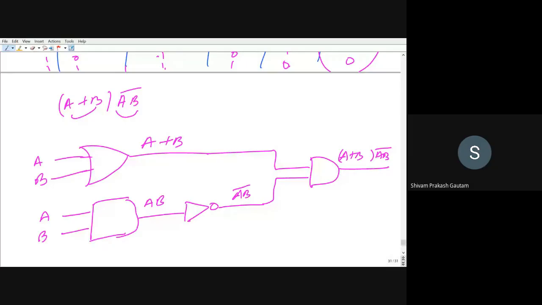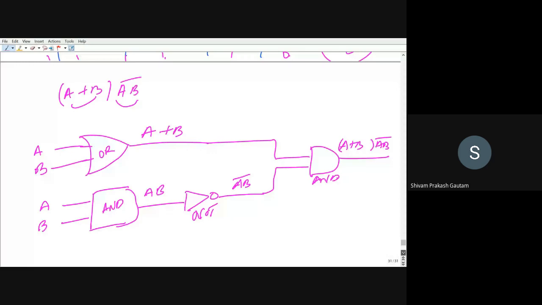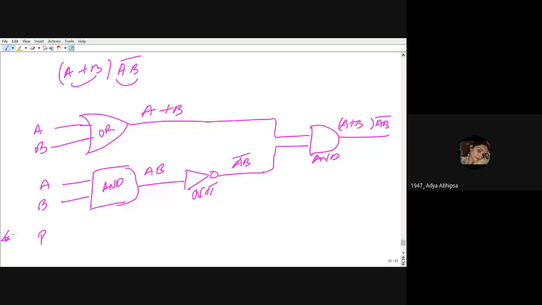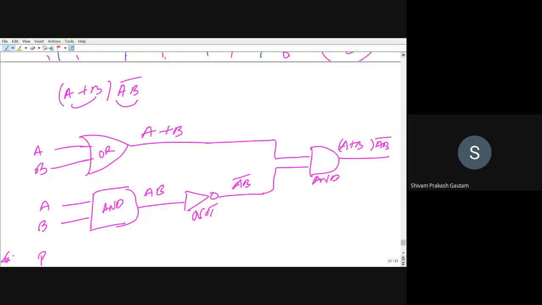Is it okay? So this is all my OR gate. This is my AND gate. If you want to write, this is my NOT gate, and this is again my AND gate. Now we will see. Sir, we cannot directly show the NAND gate. Where? The AND plus NOT will directly show the NAND gate.